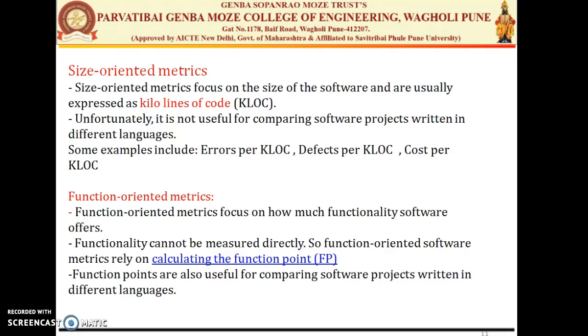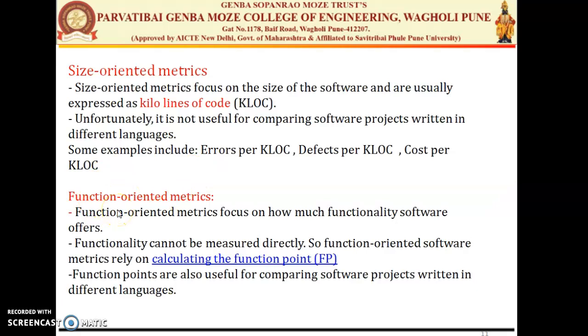Okay. Suppose we have to measure the errors, so under the size oriented matrix we can create errors per KLOC, meaning the number of errors which occurred in a kilo line of code, or we can also measure defects per KLOC, that is the defects which occurred in a kilo line of code, or we can also measure the cost of the software per kilo line of code. Okay, so cost per KLOC, errors per KLOC, and defects per KLOC. Okay, so this is some intro about the size oriented matrix.